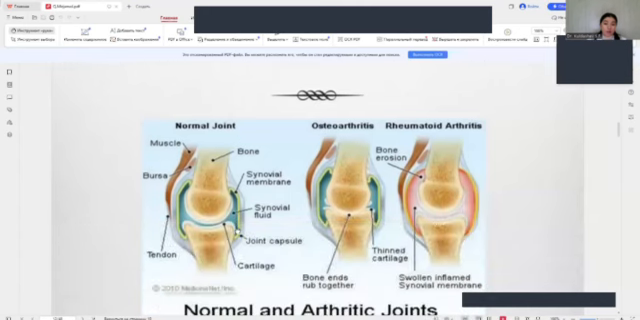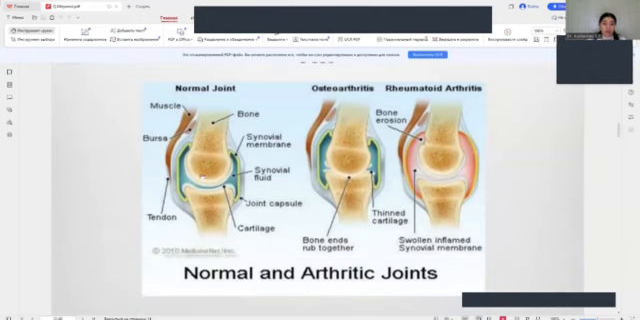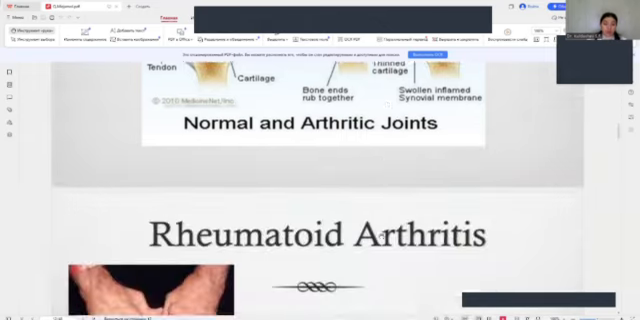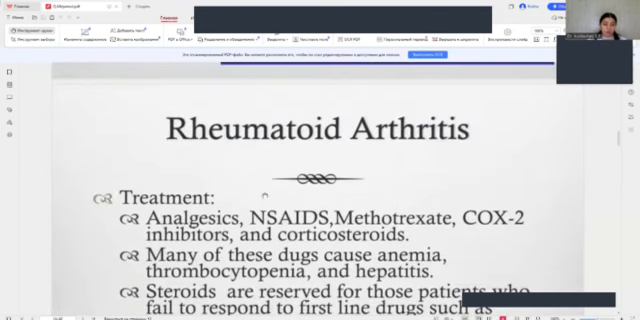So in this picture, you can see rheumatoid arthritis. This is a normal joint. This is osteoarthritis, and this is rheumatoid arthritis. In these three pictures, you can compare the three types of cases. In this case, you can see the fingers, which are suffering from rheumatoid arthritis.